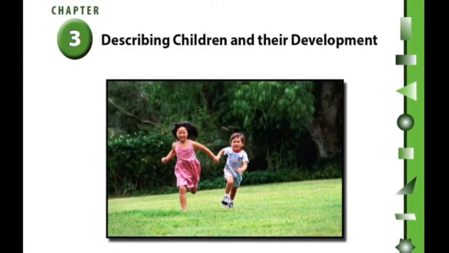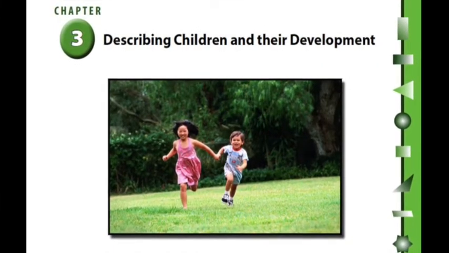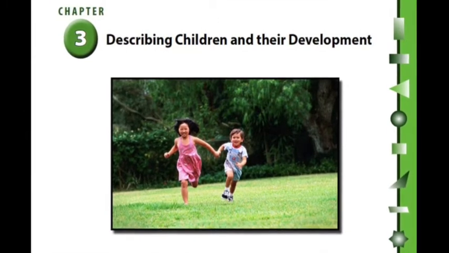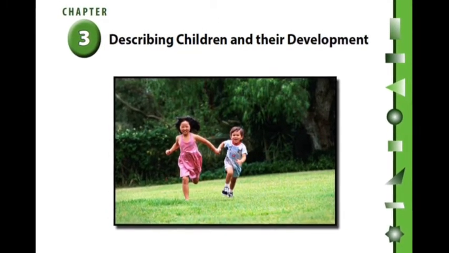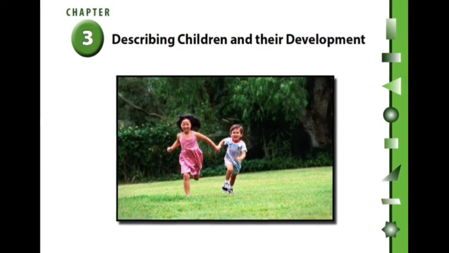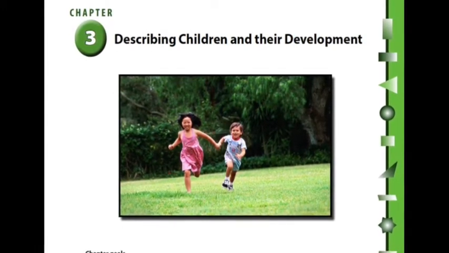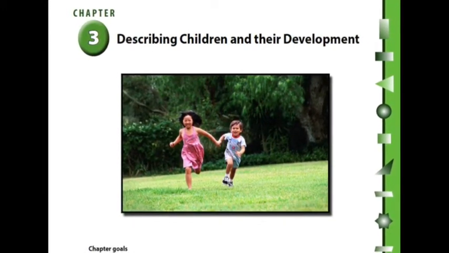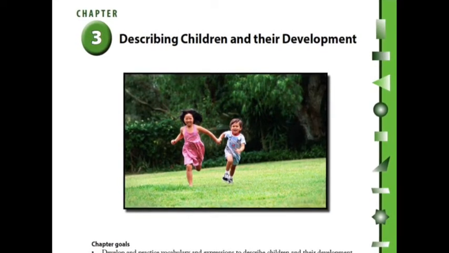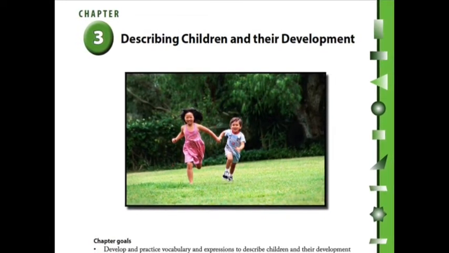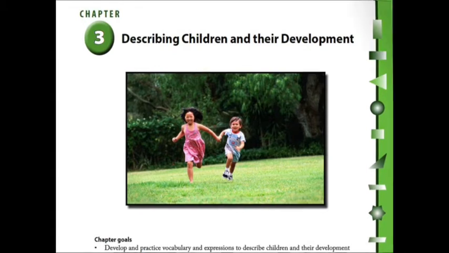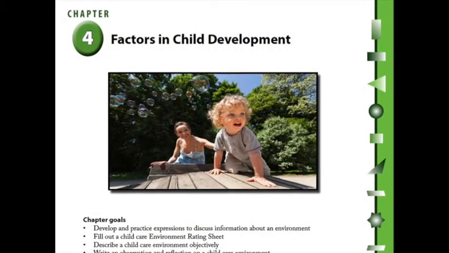Chapter 3. Describing Children and Their Development. The chapter goals are to develop and practice vocabulary and expressions to describe children and their development, to identify origin and cultural or ethnic identity, to write an objective introduction and description of a child, and to write an anecdotal record and reflection.